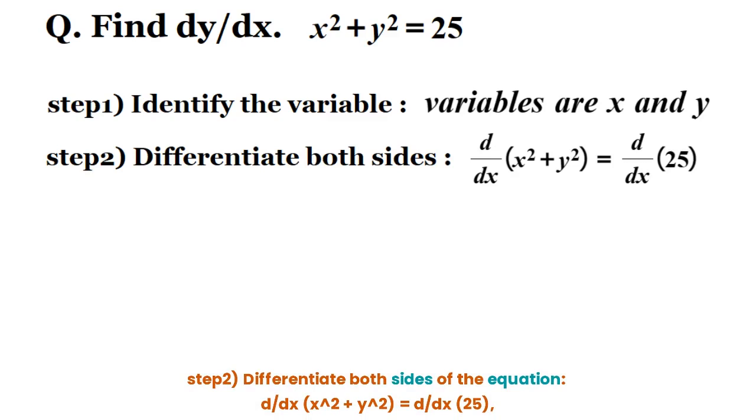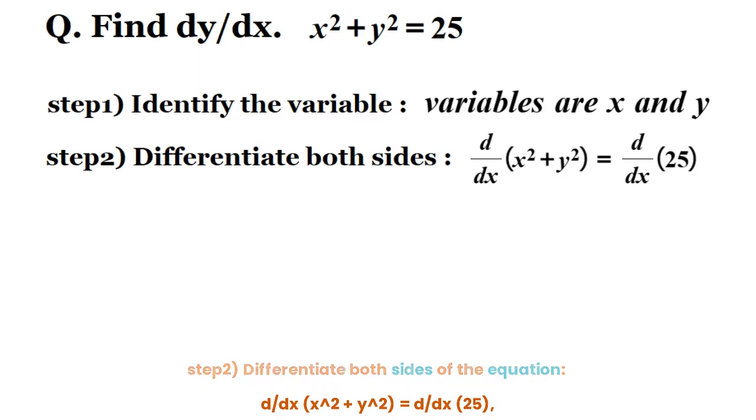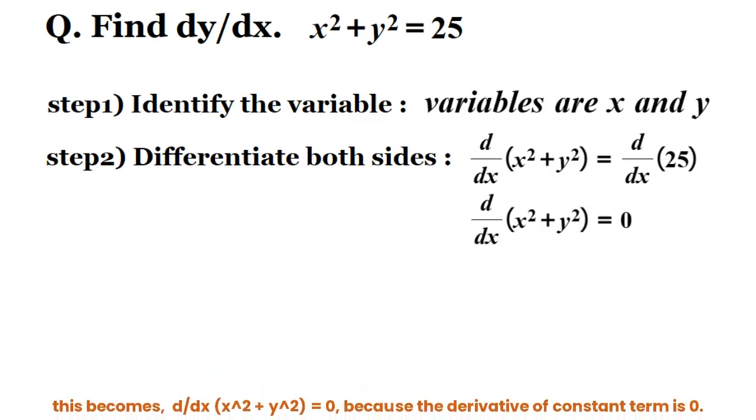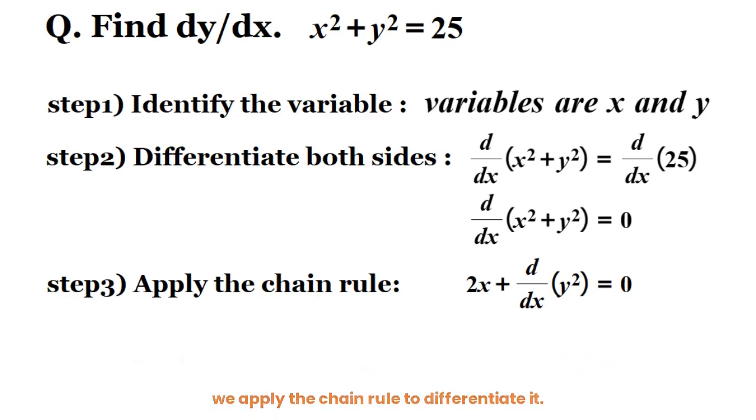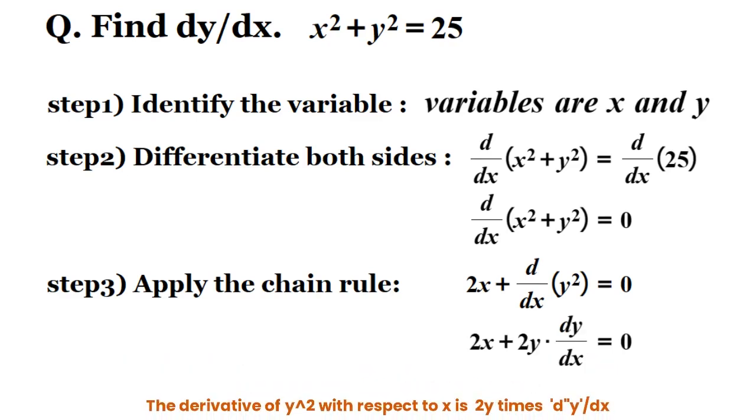Step 2. Differentiate both sides of the equation. d/dx of (x squared plus y squared) equals d/dx of 25. This becomes d/dx of (x squared plus y squared) equals 0, because the derivative of a constant term is 0. Step 3. Apply the chain rule. Since we have the term d/dx of y squared, we apply the chain rule to differentiate it. The derivative of y squared with respect to x is 2y times dy/dx.